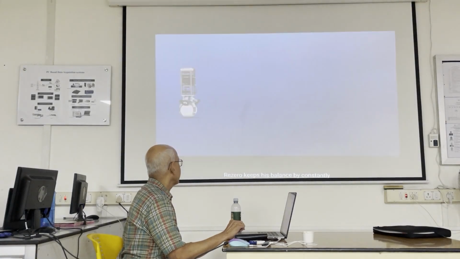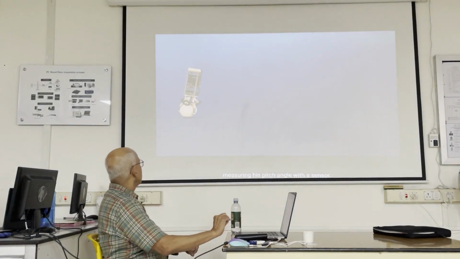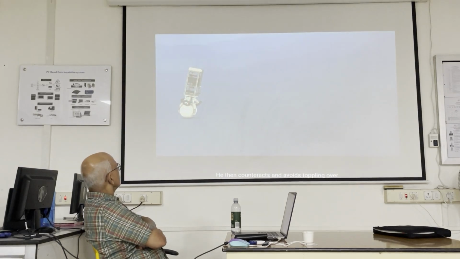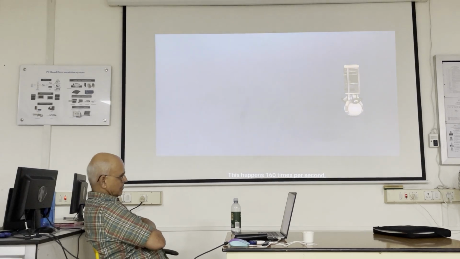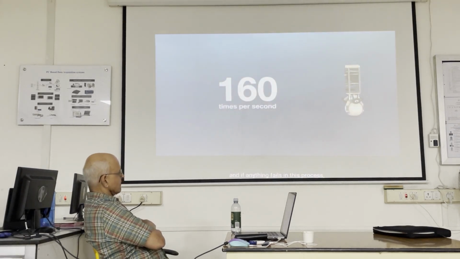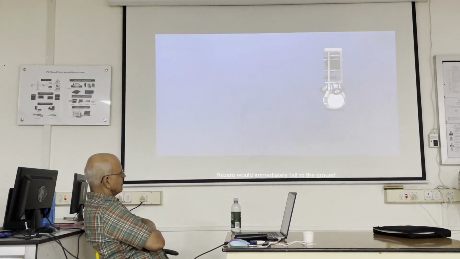ReZero keeps his balance by constantly measuring his pitch angle with a sensor. He then counteracts and avoids toppling over by turning the motors appropriately. This happens 160 times per second, and if anything fails during this process, ReZero would immediately fall to the ground.